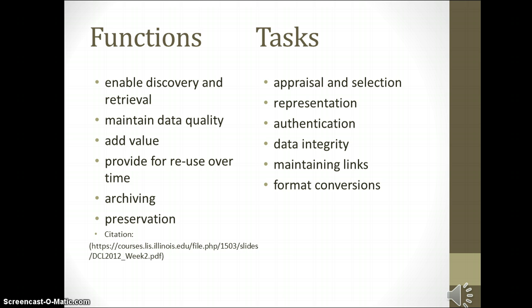Also, we like to maintain links between data. Perhaps two data sets are related. We'd like some way to let the user know that these are related and that they should be linked together. Also, our concern is format conversion. How can we make sure that the version that we have will be compatible with the version that you have?